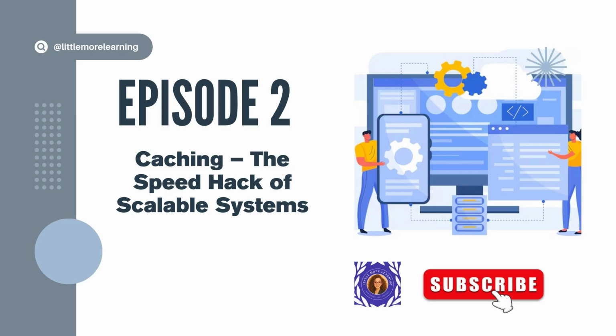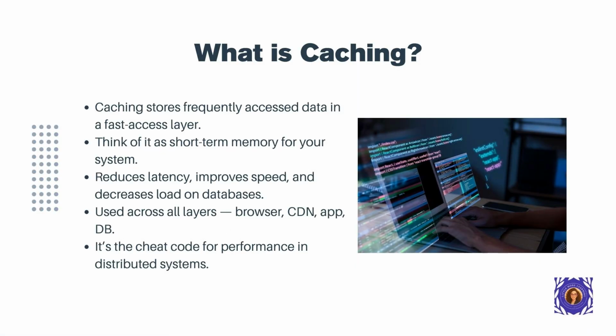Today, our focus shifts to a fundamental concept in building high-performance, scalable systems: caching. Often referred to as the speed hack, caching is absolutely critical for optimizing performance and ensuring responsiveness in modern applications. Fundamentally, caching involves storing frequently accessed data in a temporary, high-speed storage layer.